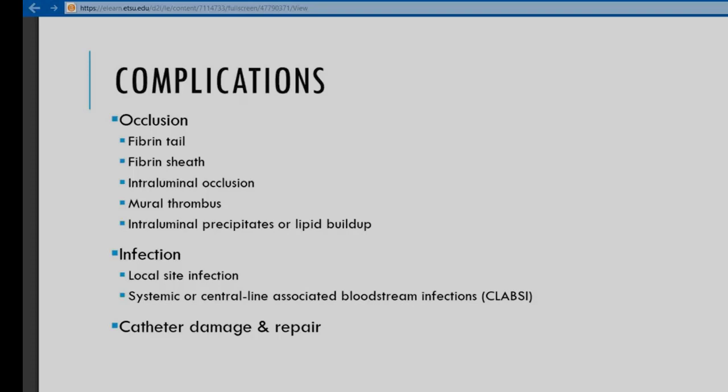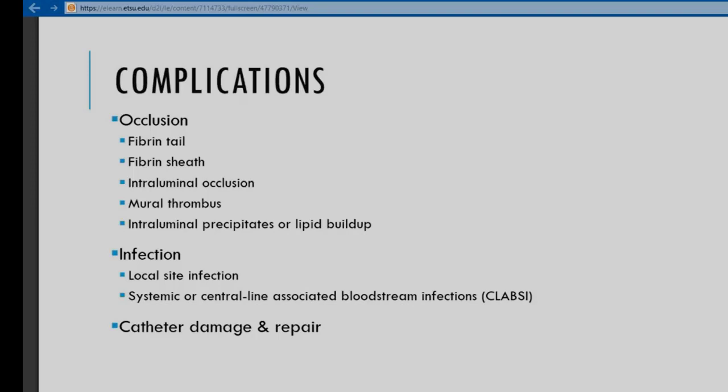Infection is also a complication, of course. Local site infection, a PICC line or peripheral IV insertion site can get infected locally, but you can also have systemic or central line associated bloodstream infections, which are what we call CLABSI. And I have an article in D2L for you to read about that. Because these are invasive, they do enter the body cavities, and they are in the central venous vasculature. Anytime there is an infection, you run the risk of a systemic infection or bloodstream infection.